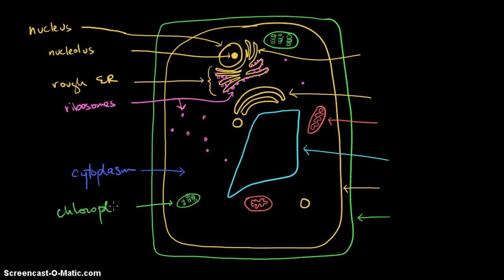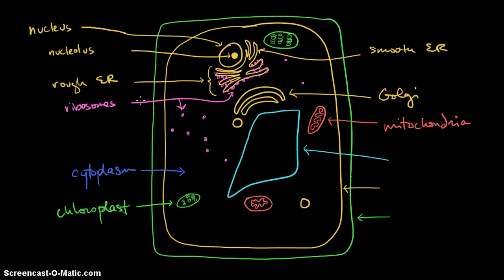Just below that, it's green, it's got these little discs in it. It's the chloroplast. So this is one of the keys to help you identify that this is a plant cell. Over on the other side, we've got our smooth ER. It doesn't have any ribosomes on it, and it's helping with some lipids, making some lipids. Just below it is the Golgi. Just below that is the mitochondria.